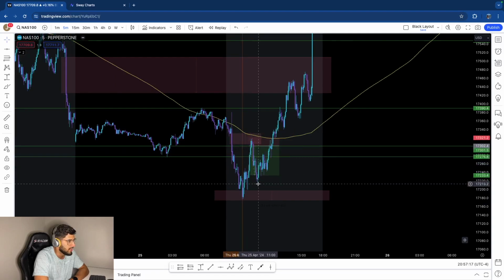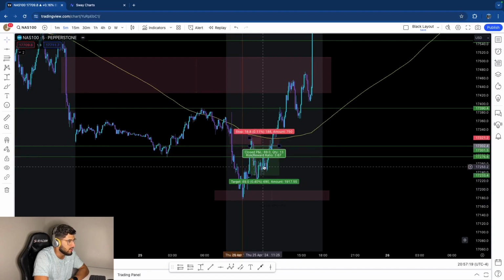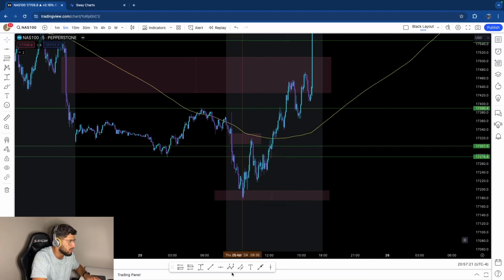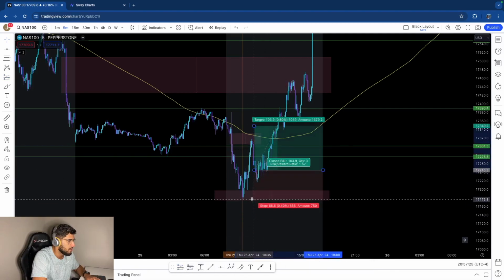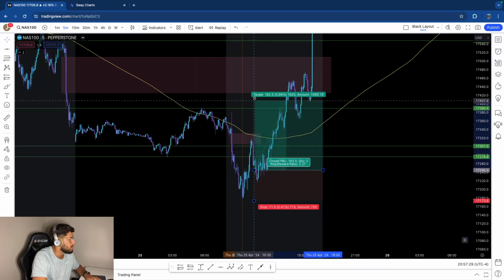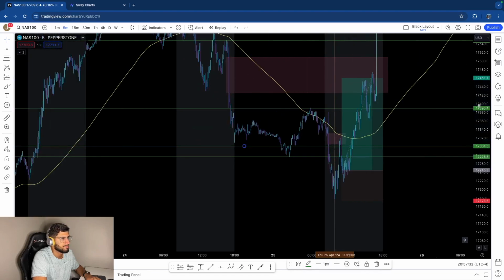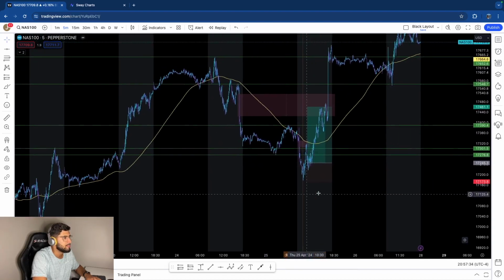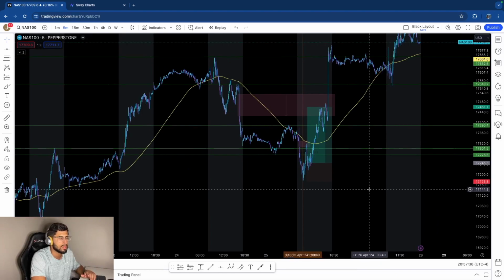This little area came rejected. You could have taken your position somewhere in this area, put your stop loss below this zone, and then taken your profits into that gap, right? So whenever you see these big gaps, know that price has to get back to those levels.